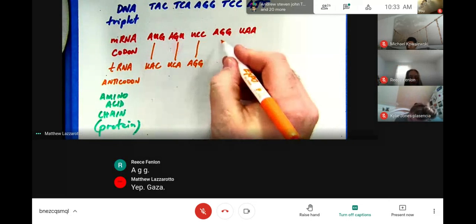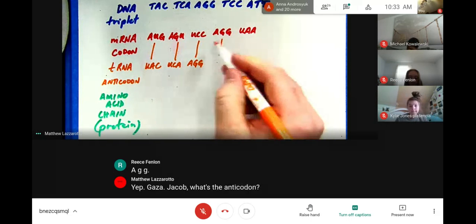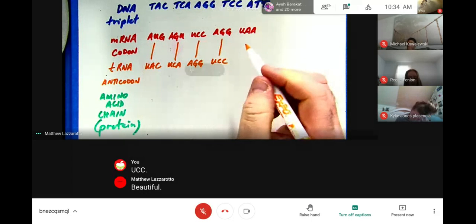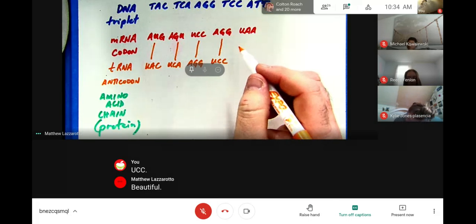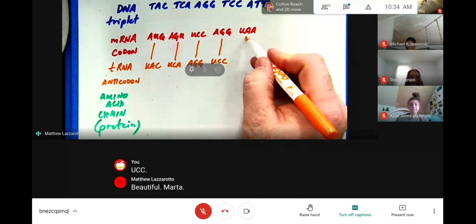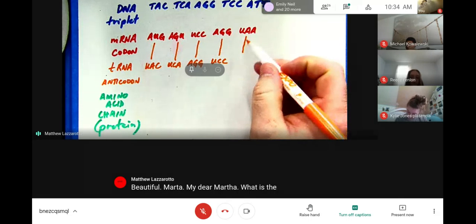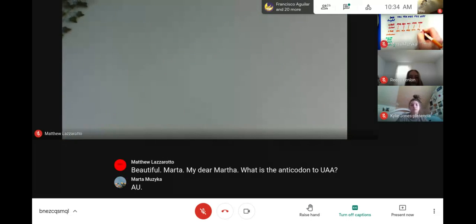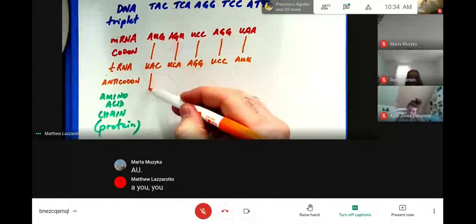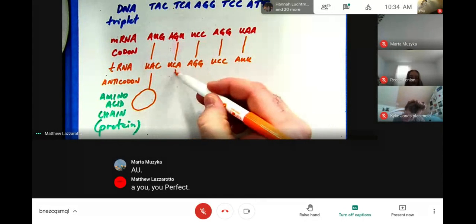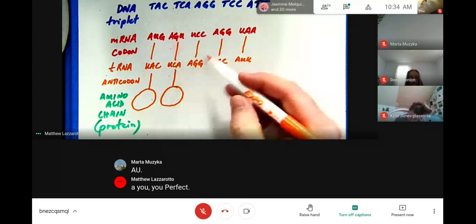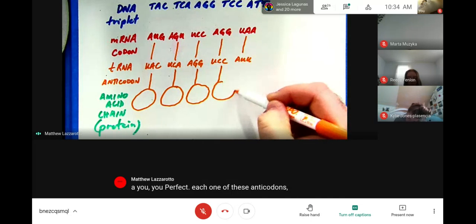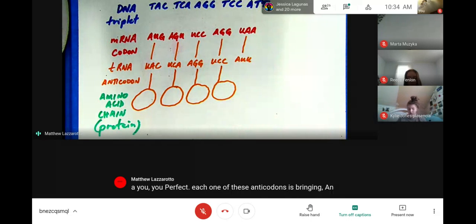Jacob, what's the anticodon to AGG? Beautiful. Marta, my dear Marta, what is the anticodon to UAA? AUU. Perfect. Each one of these anticodons is bringing an amino acid.